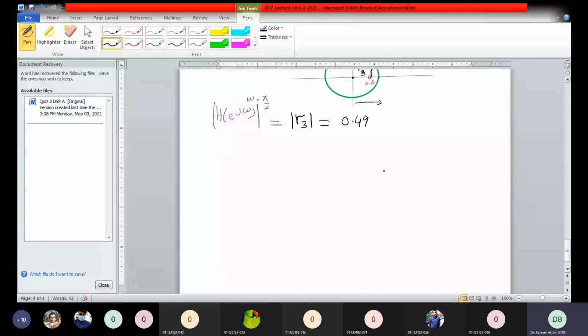Okay, so now we got the frequency response at pi by 4, right? So let me redraw this frequency response. We know that the minimum and maximum values will remain the same. It will be 0 and pi. So it has its minimum value at angle 0 degrees, and let's assume it is 0.2. This is pi by 4. So the value at pi by 4 is this point, which would be 0.49, and the maximum value would be at pi, and that would be equal to 1.